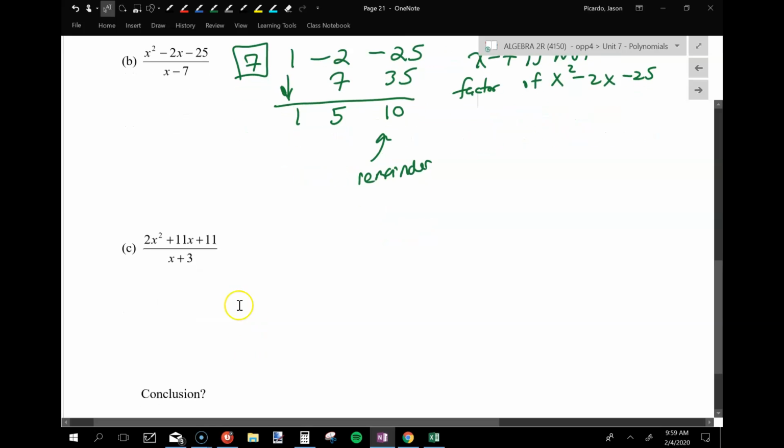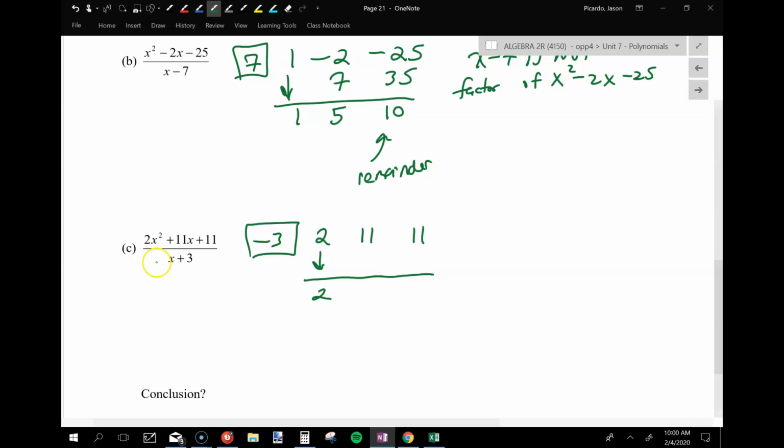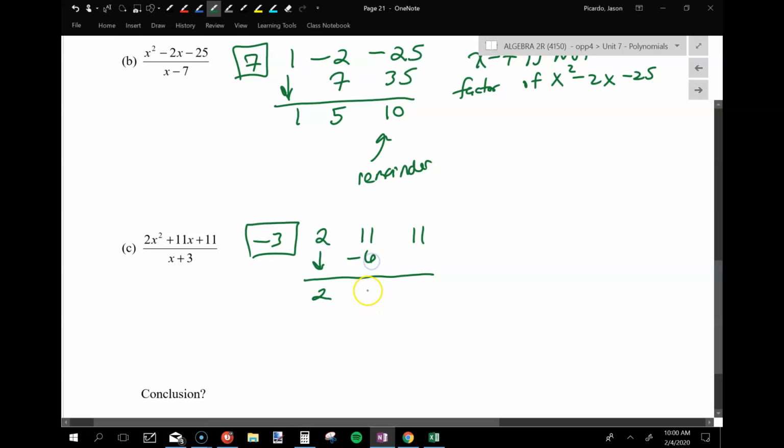Okay. What goes in the box? What's the degree of the top? 2. So I need 3 terms. What are the terms? 2, 11, and 11. Down comes the 2. Gives me -6, gives me 5, gives me -15, gives me -4.